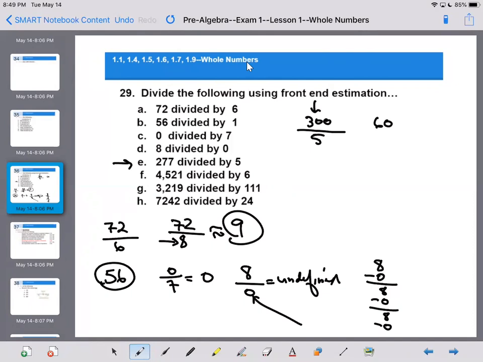And then 4,521 divided by 6. So let's say, I don't know, let's say 45. Let's say 4,500, and let's divide that by 5. So that would be 90 and another 10. So that would be 4,500.